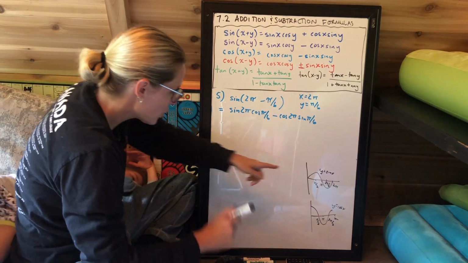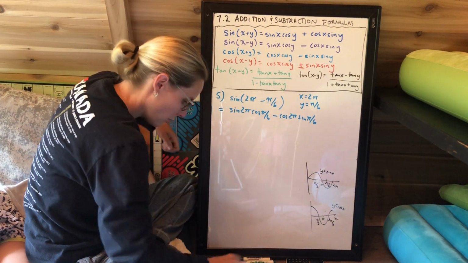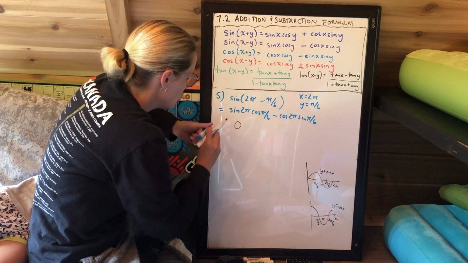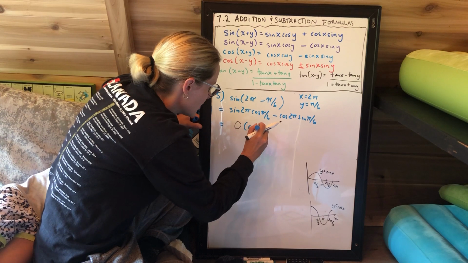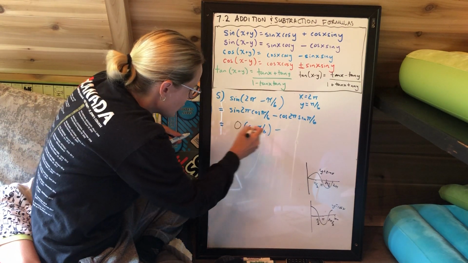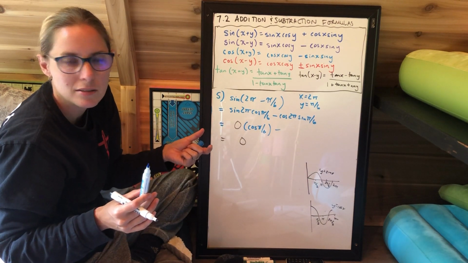So sine of 2 pi, what is sine of 2 pi? Well, where does it land? Exactly at 0. So all of a sudden I know this equals 0. Do I even care what cosine of pi by 6 is going to be? No, why do I need to identify it? 0 times anything is 0. I don't even have to look up what cosine of pi by 6 is.